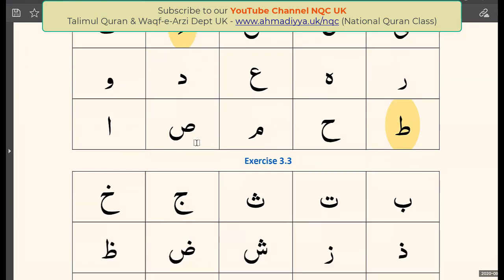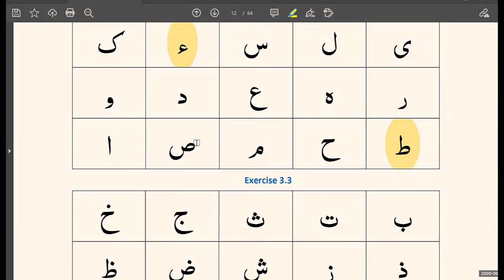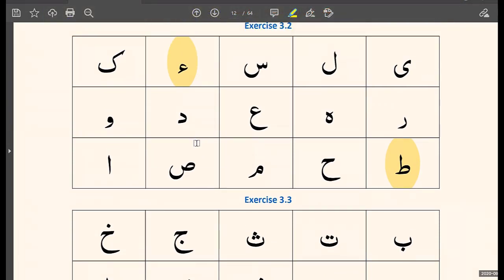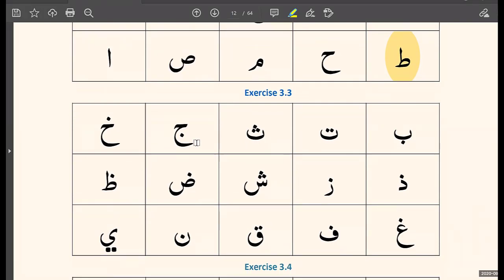Okay, another student, please. And this time we are going to cover dotted letters. So there are 15 letters without any dot, and we have done that. Now exercise 3.3. And this time another person, please. Mr. Ataul Joya, sir, I'm going to unmute you. Please accept the invitation if you want.